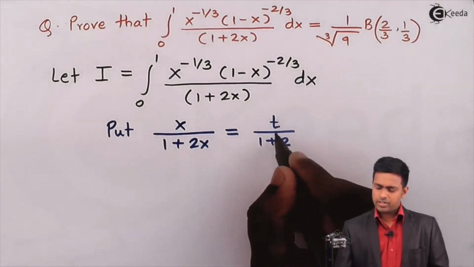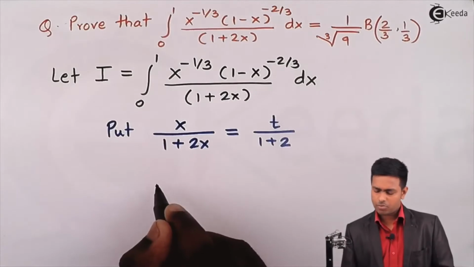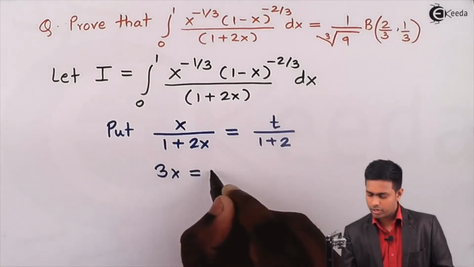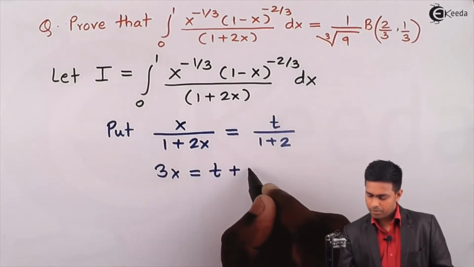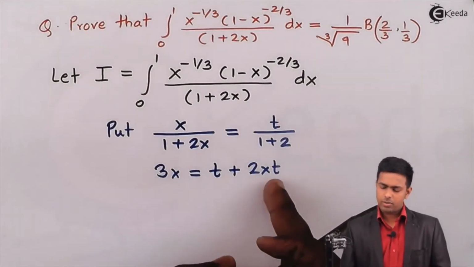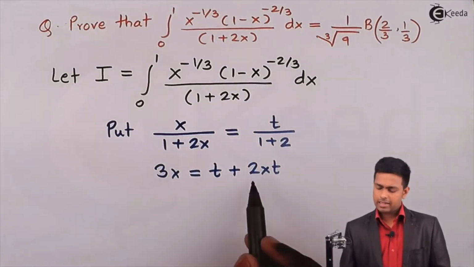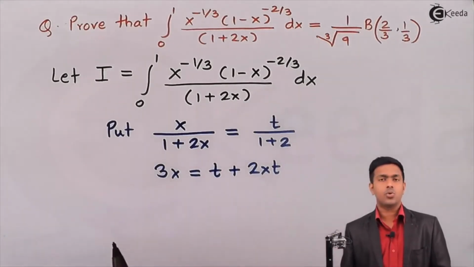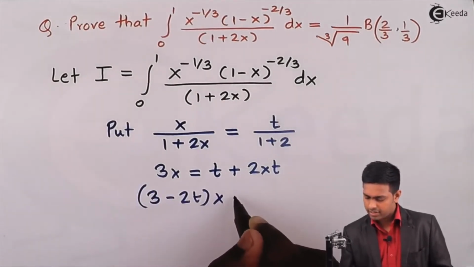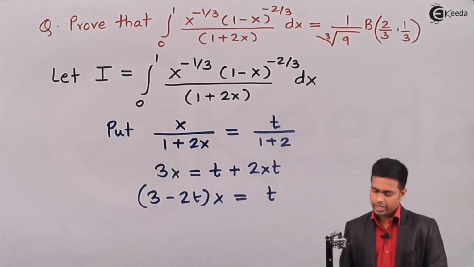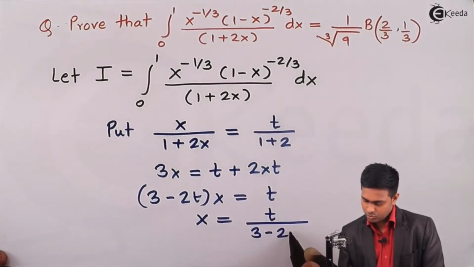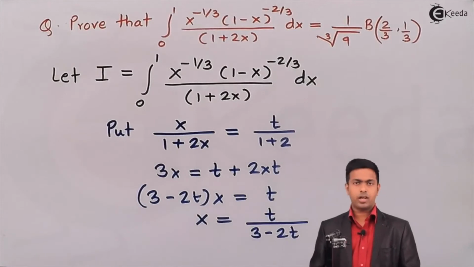By doing this, here we'll get x upon 1 plus 2x equals t upon 3. Let's cross multiply it. We will get 3x equal to t into 1 plus 2x, that is t plus 2xt. Now let's take all the x terms together on the left hand side, so it becomes 3x minus 2xt. So (3 minus 2t) into x is equal to t. We can say that x is equal to t upon 3 minus 2t. So we got this value.